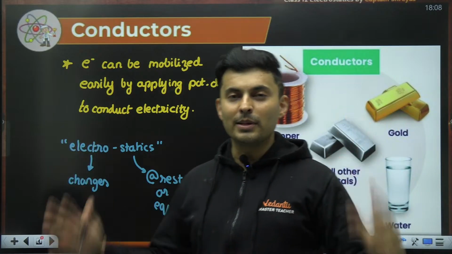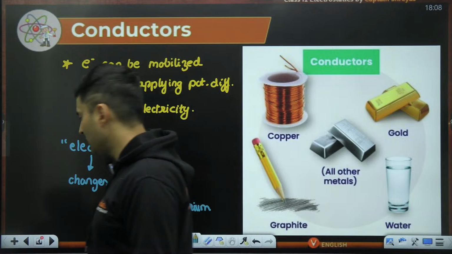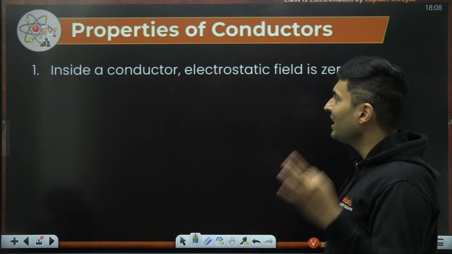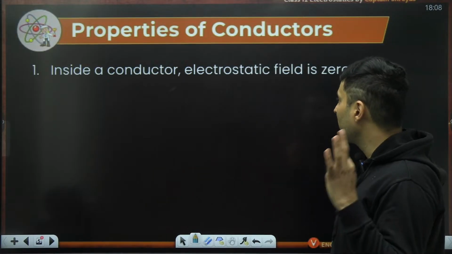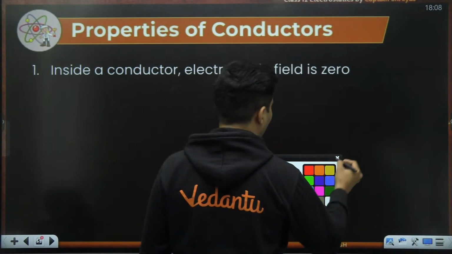They are in equilibrium. So in that perspective, we'll be analyzing the conductors. So first of all, the most important property: inside a conductor, the electric field is zero. One of the most important properties.